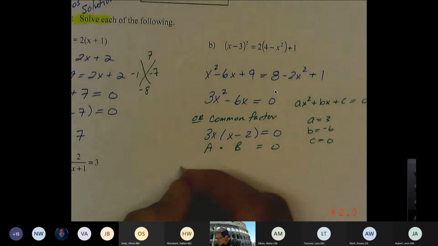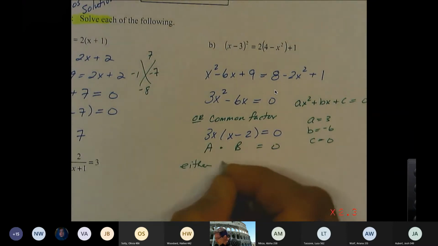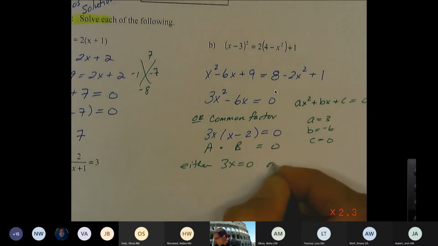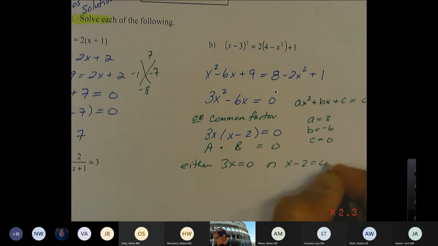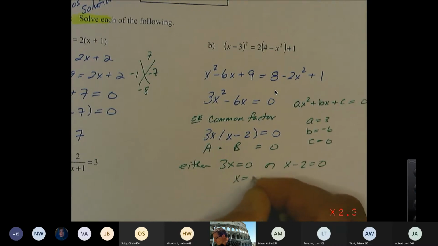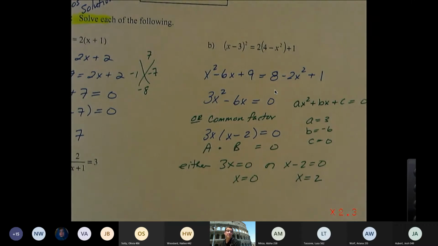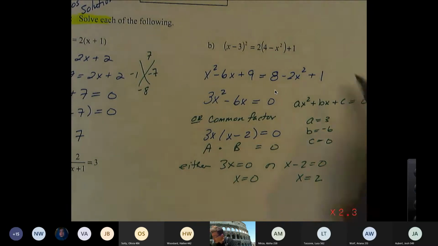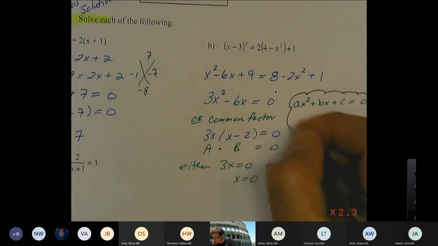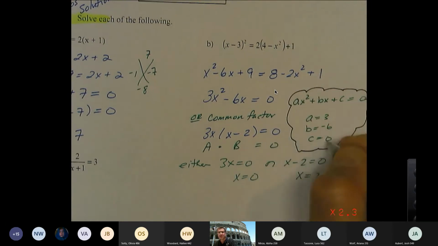So that means either 3x equals 0 or x minus 2 equals 0. In which case, x equals 0 or x equals 2 are the answers. And I'm done. But again, please understand that you could have used the quadratic formula as well. Just understand that your c value would have been 0.